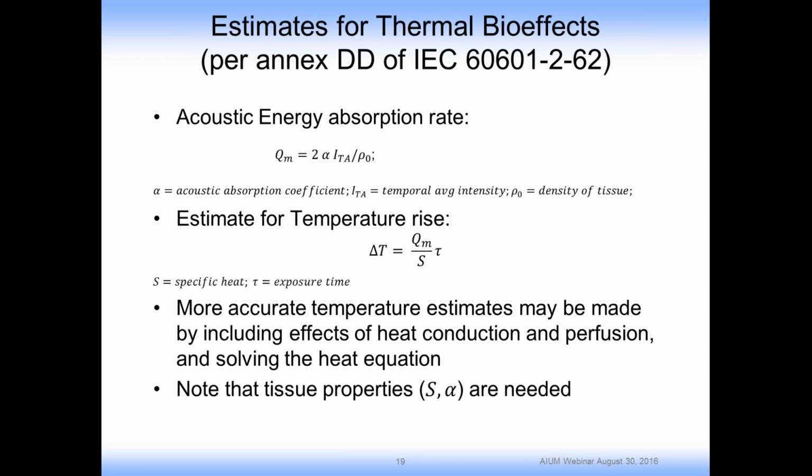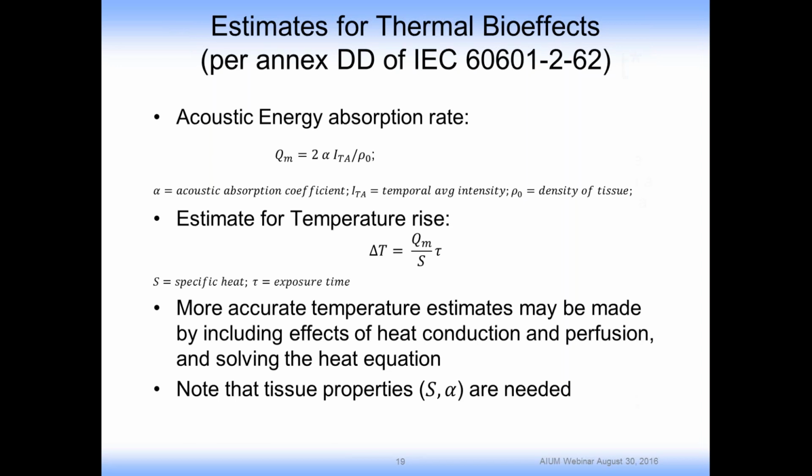Aficionados of heat conduction know that technically that should be then used in a full solution of the heat equation, but in many cases that can be approximated if you can neglect perfusion and conduction. If you have the heat source and the specific heat of the tissue, the temperature rise is given by this simple equation where tau is the exposure time. Now, as I mentioned, more accurate temperature estimates may be made with thermal modeling. In all cases, however, the specific heat and acoustic absorption properties, as well as the density, are needed for the tissue model that you have in mind.